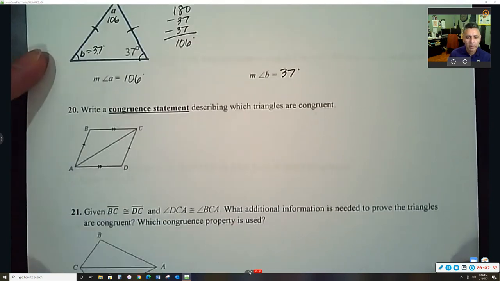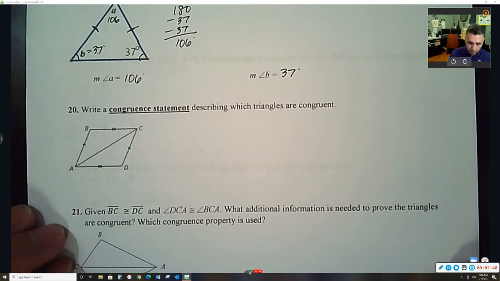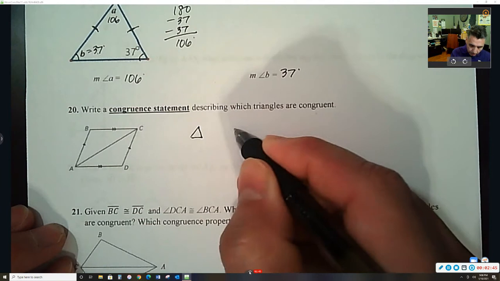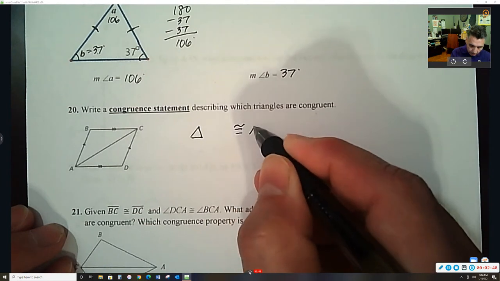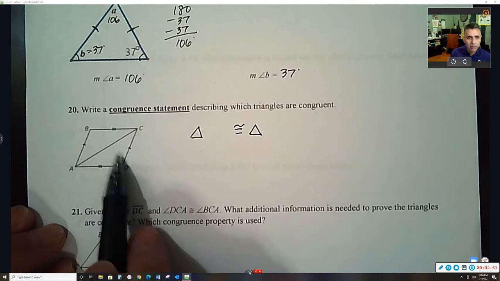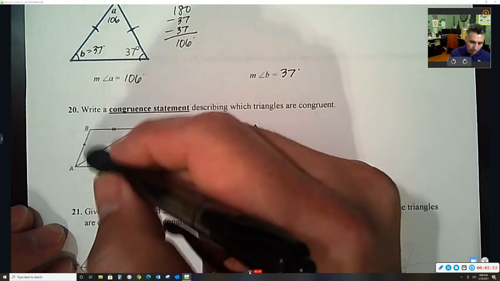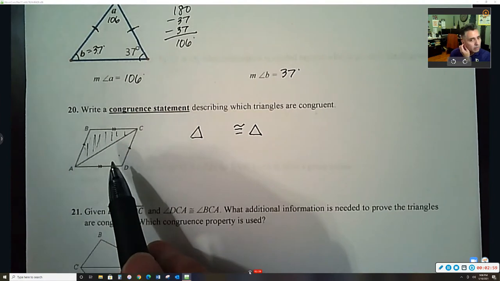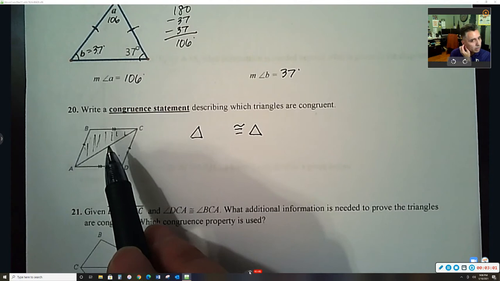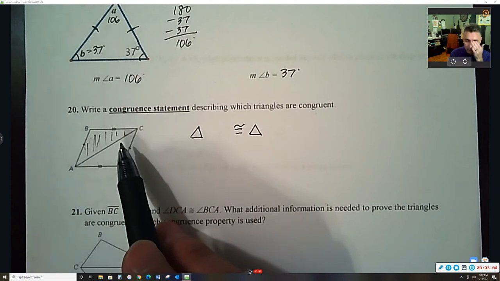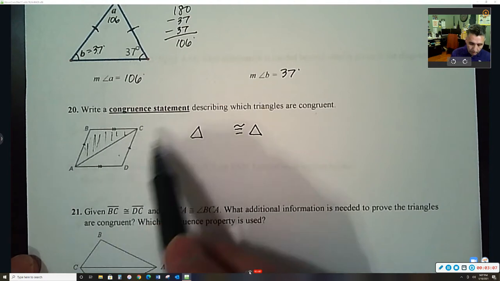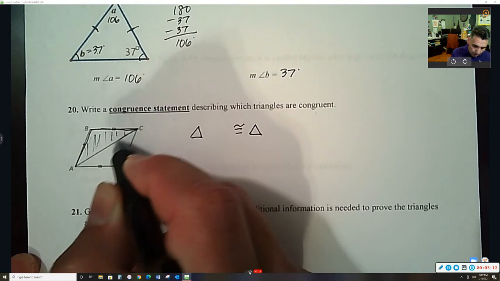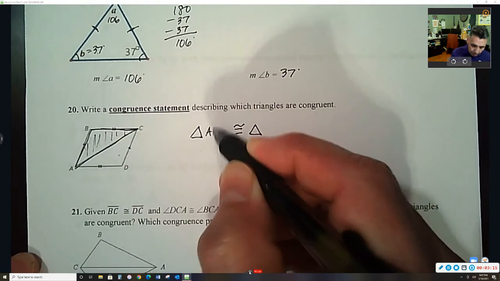If we look at 20, the congruent statement is the statement where you say one triangle is congruent to another triangle. So here we have two triangles. There's this triangle up here, and then there's the bottom triangle, and they are congruent. You could say these are congruent by angle side angle. But let's say we named this triangle ABC, kind of kept it in order.